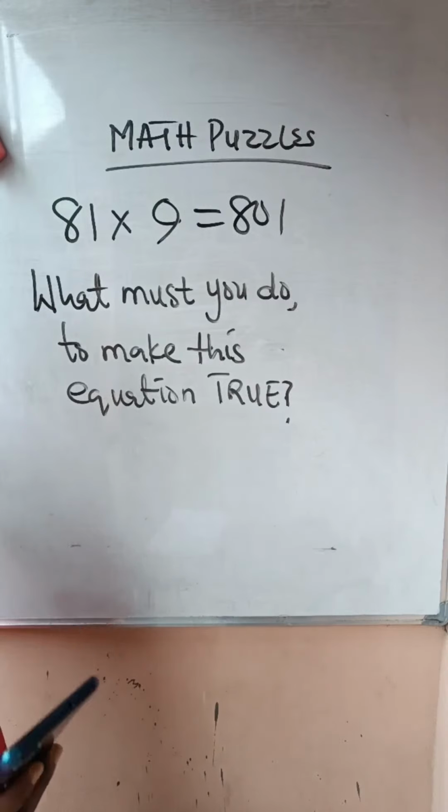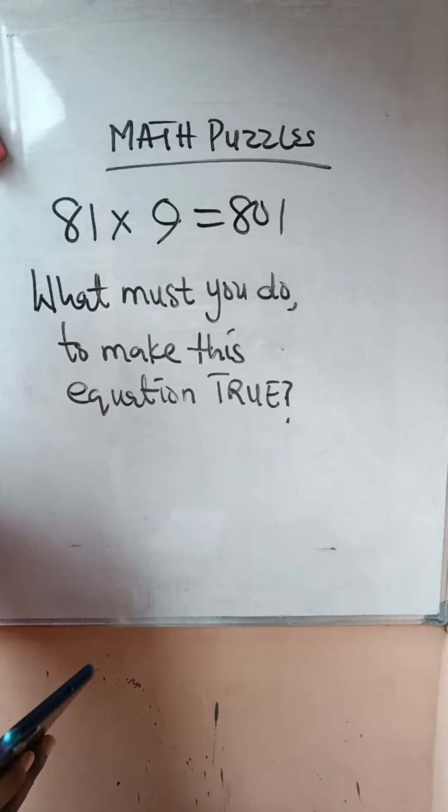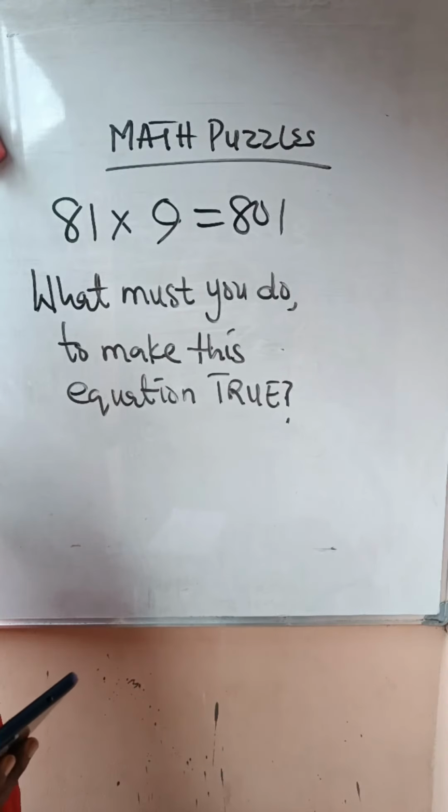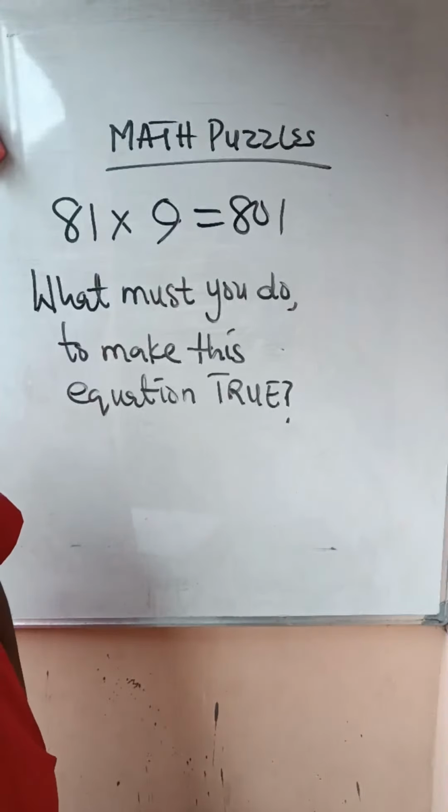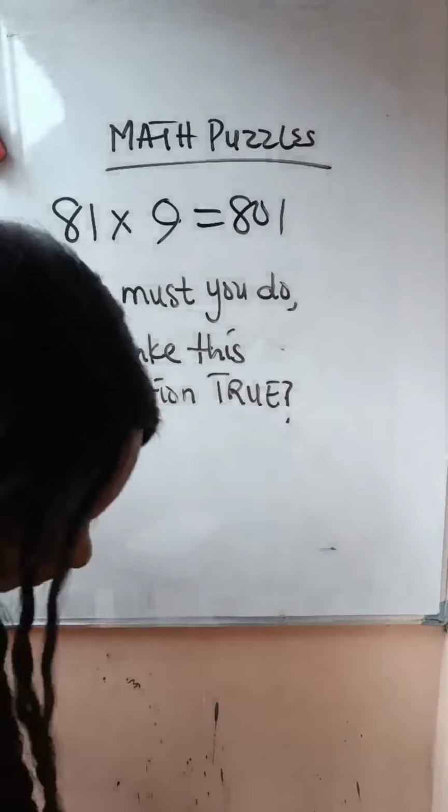I agree, Chancy. So 81 times 9 is equal to 801. What must you do to make this equation true? That is the question.